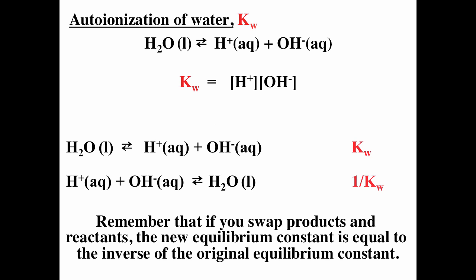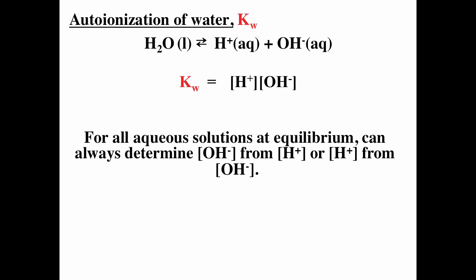Now if we rewrite this reaction, write it backwards, so we have hydrogen ions plus hydroxide going to water, that equilibrium constant would be 1 over Kw. Remember, if you switch products and reactants, then you take the inverse of the equilibrium constant. Now this is actually a very important equilibrium because all aqueous systems have to follow this equilibrium. And so for all aqueous systems at equilibrium, you can always determine hydroxide ion concentration from hydrogen ion concentration, or hydrogen ion concentration from hydroxide ion concentration.